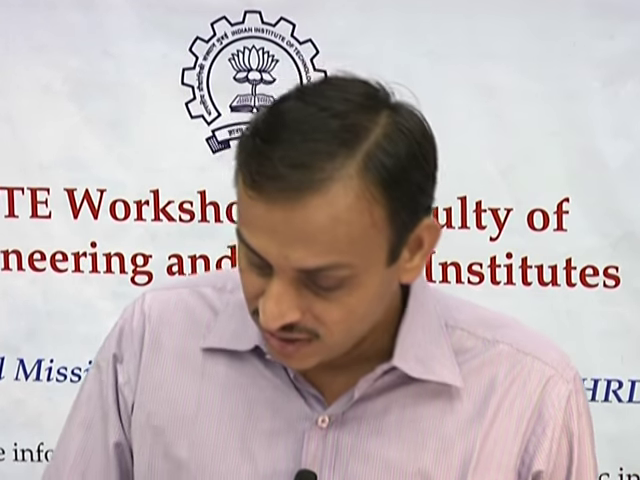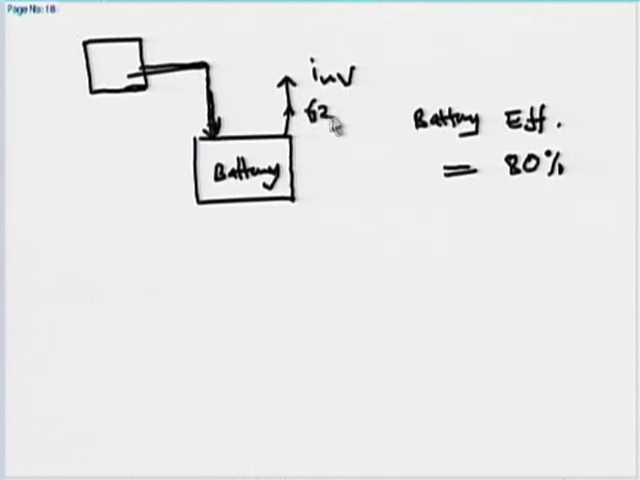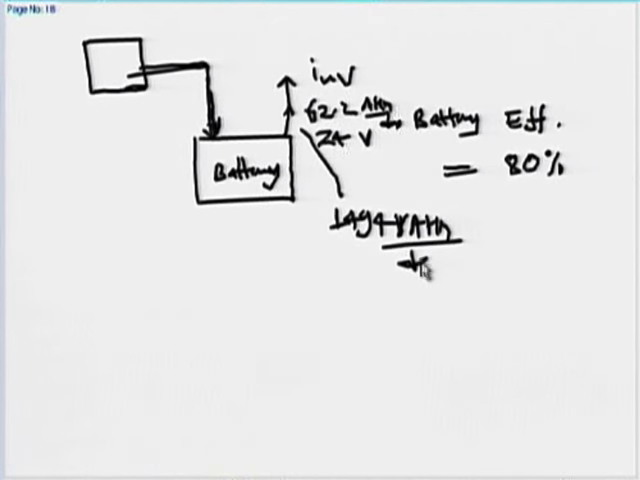The charge output is 62.2 ampere hour per day, and what is the energy output? The charge going out here is 62.2 ampere hour per day, and this is going at 24 volt. So what is the energy output? 62.2 into 24, the same thing, our old number 1494 watt hour, or you can say volt ampere hour, per day is the energy output.